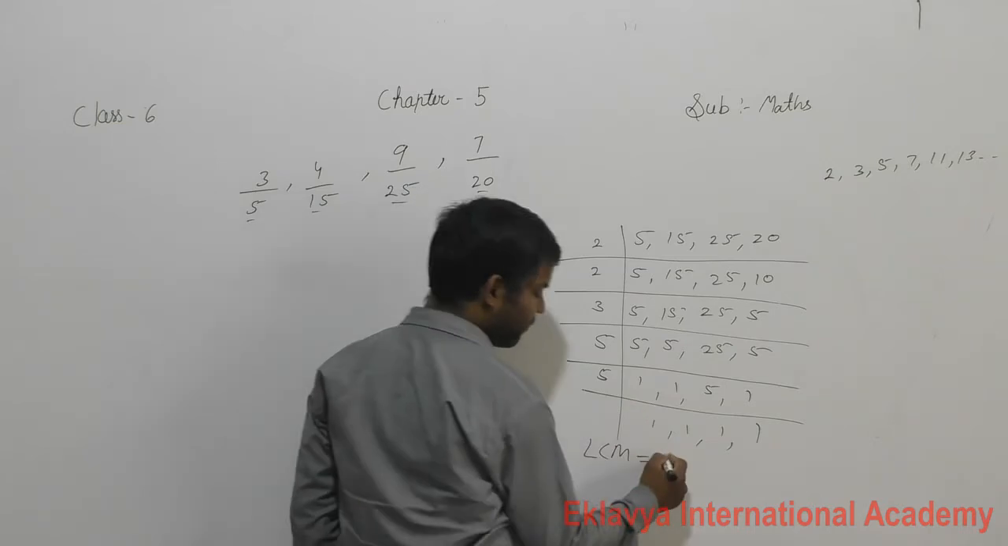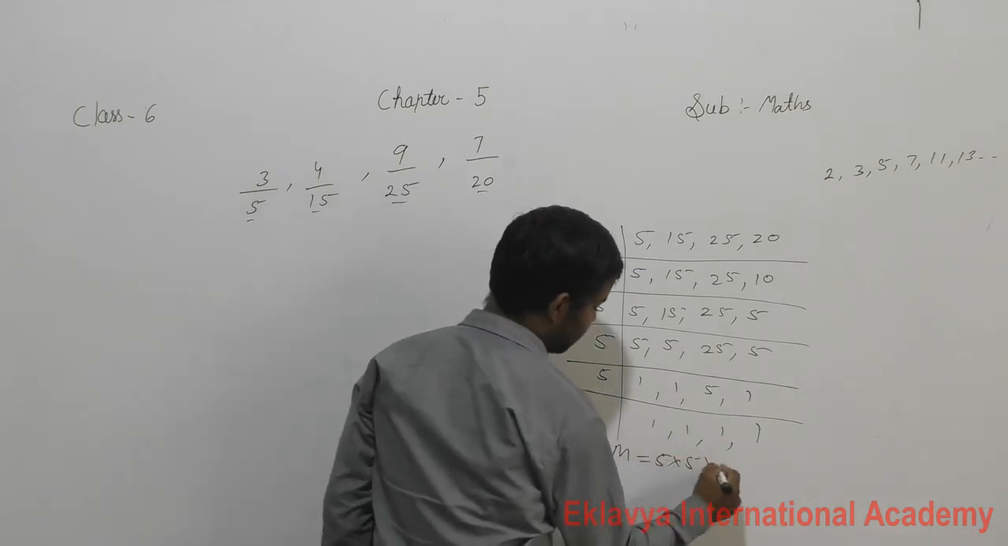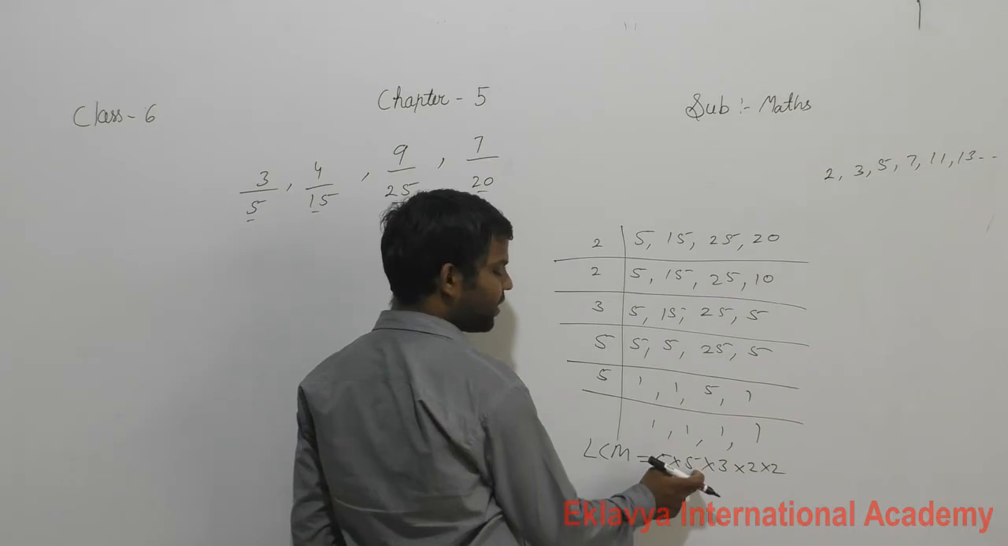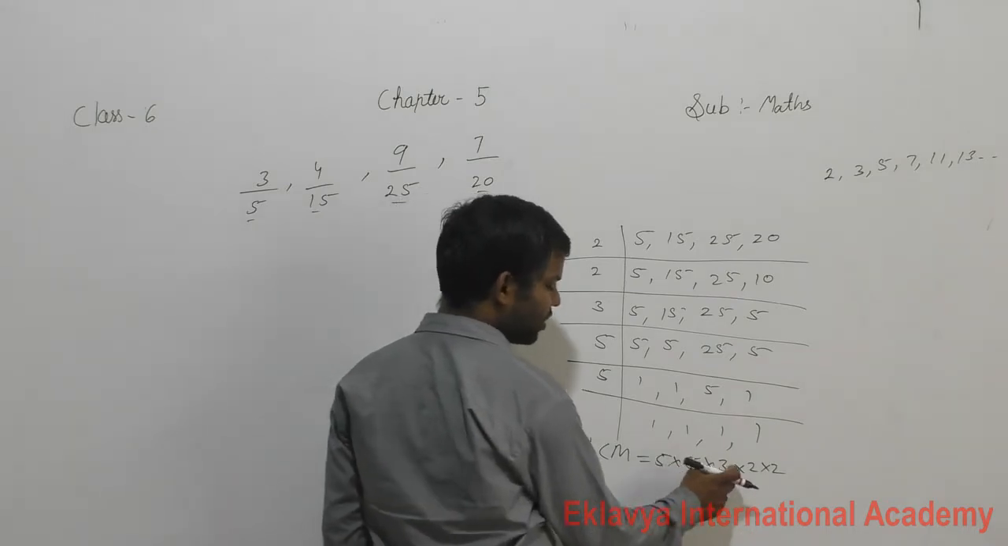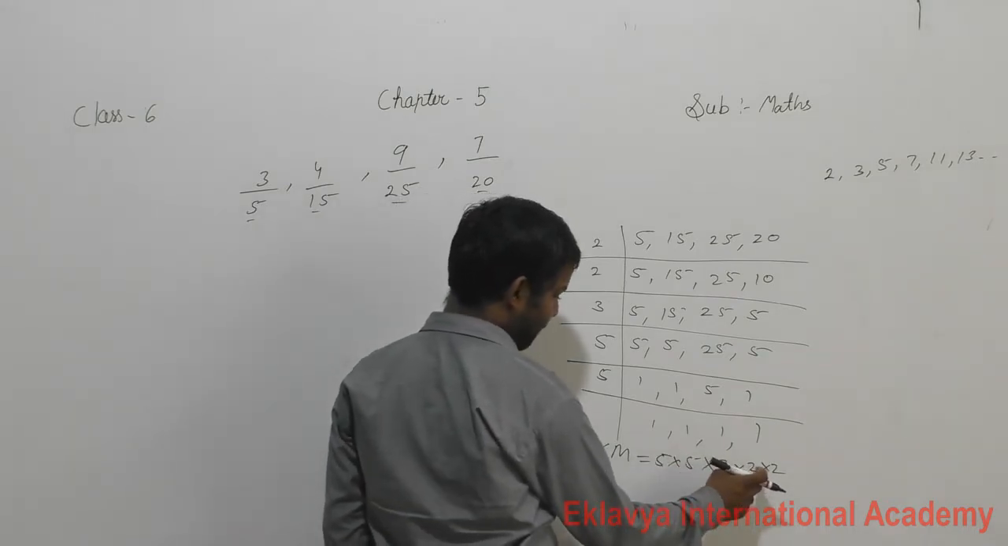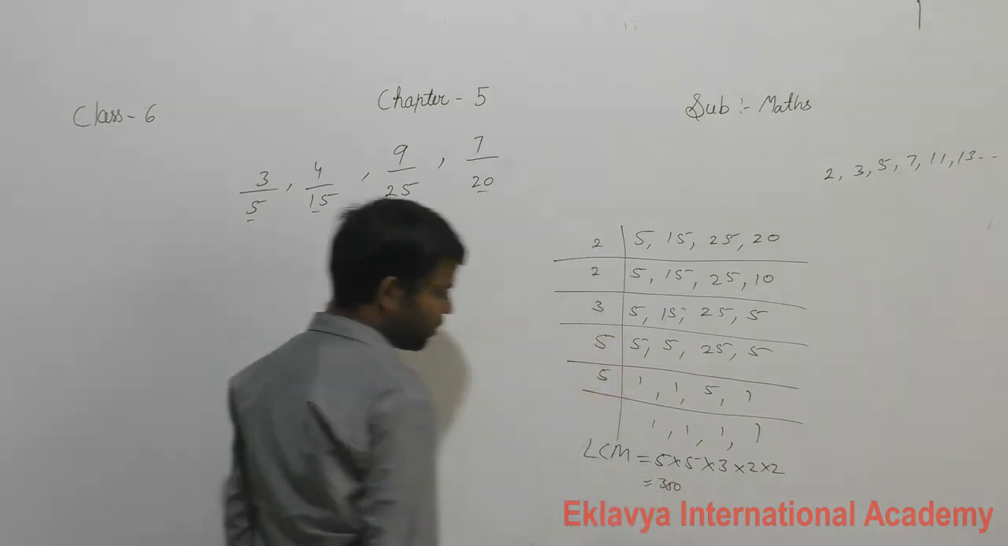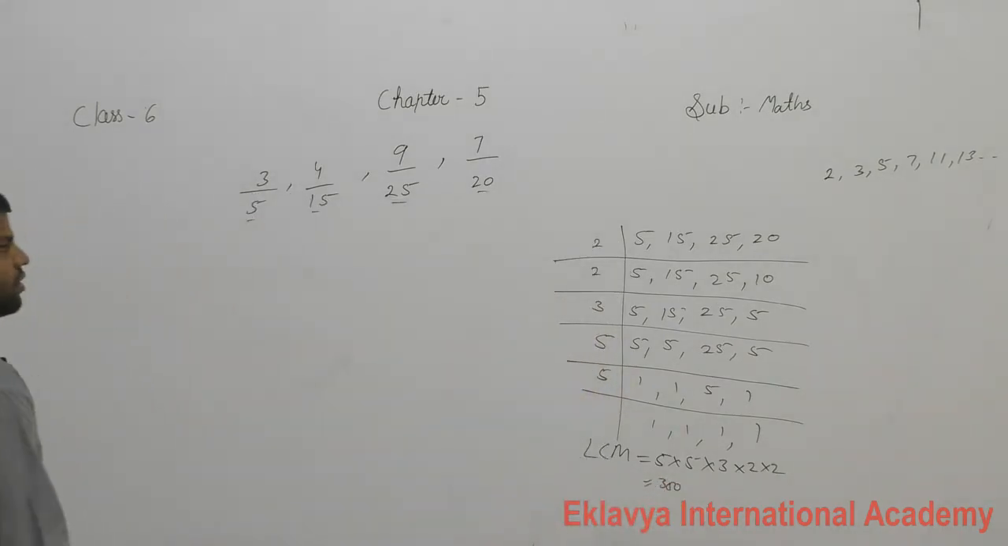So our LCM is 5 multiplied by 5 multiplied by 3 multiplied by 2 multiplied by 2. 5 fives are 25, 25 threes are 75, 75 twos are 150, and 150 twos are 300. So here we got it, the LCM is 300.